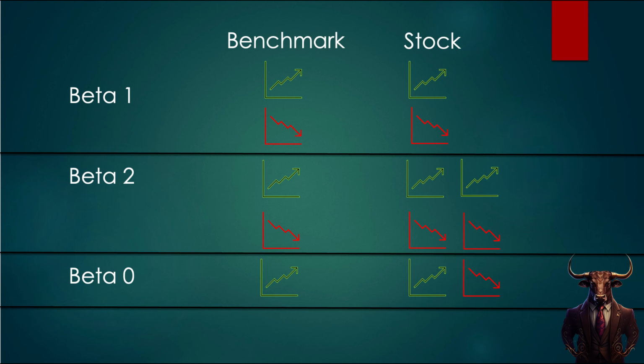When a stock has a beta of 0, it means that its price movements are not correlated with the benchmark. In other words, the stock's performance doesn't depend on whether the benchmark goes up or down. It could go up or down on its own, based on its own factors and not necessarily following the broader market trends. Finally, a stock with a beta of -1 moves in the opposite direction of the benchmark. If the benchmark goes up by 1%, this stock is likely to go down by 1%. Conversely, if the benchmark goes down by 1%, this stock may go up by 1%.